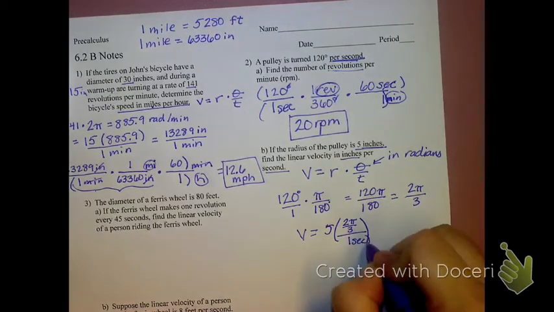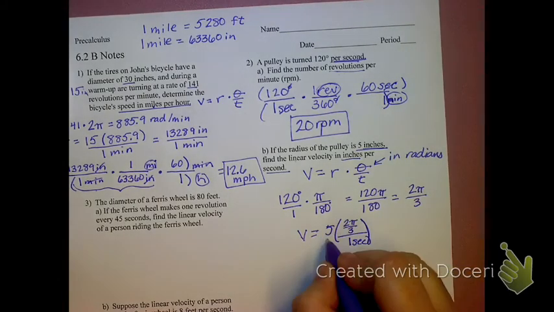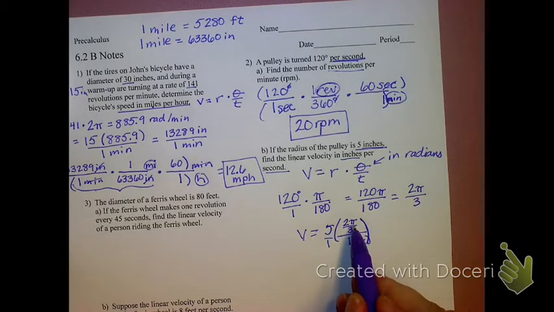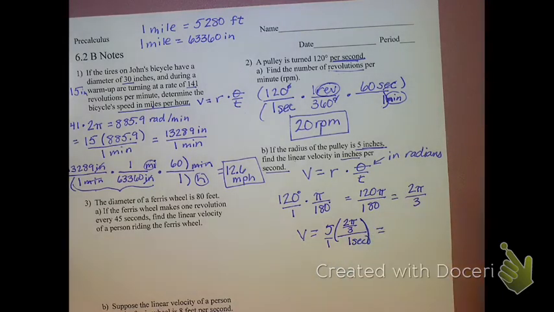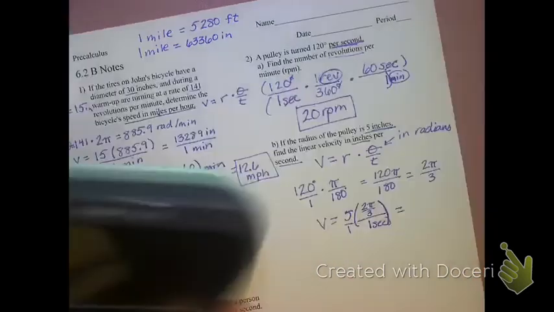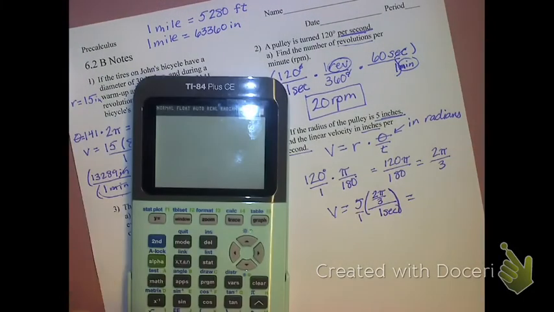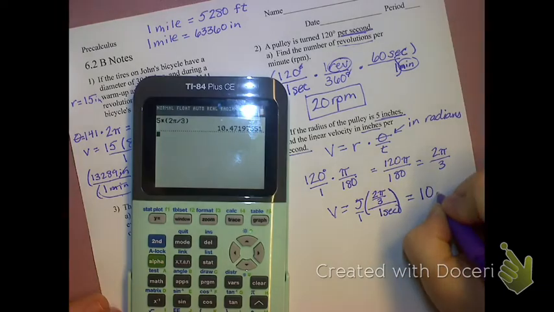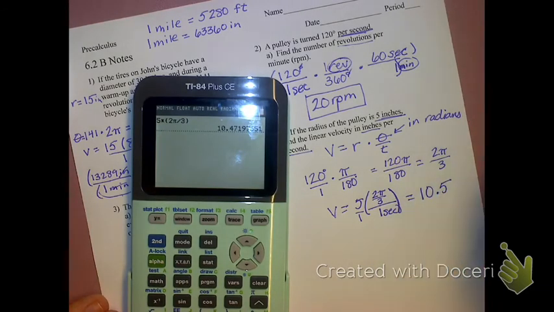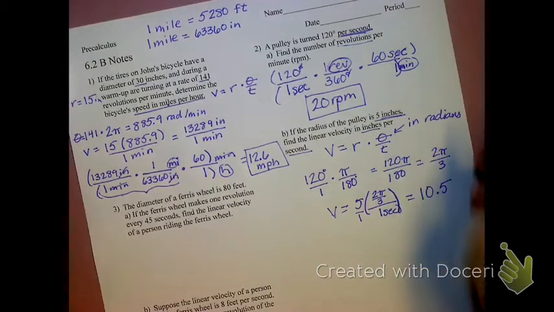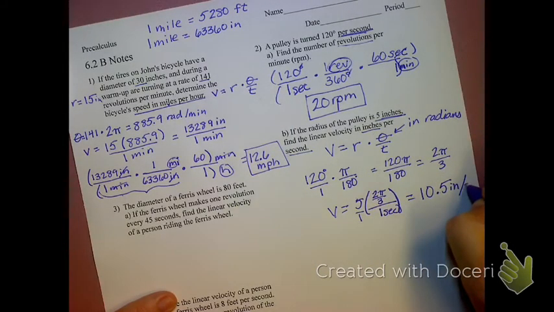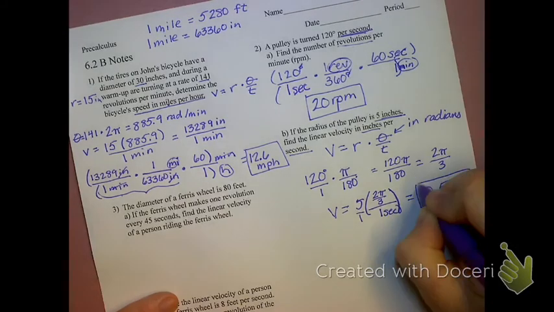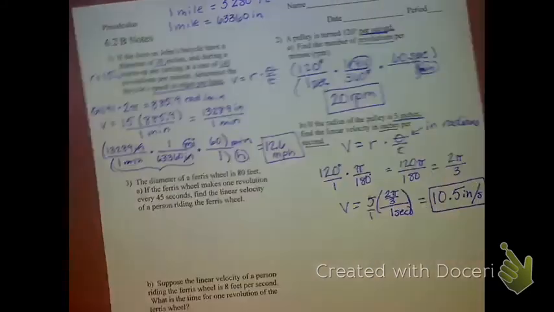Right? So really, it's just 5 times 2 pi over 3 on top and 1 times 1 on the bottom. So I don't even need to think about the bottom. I can just do 5 times 2 pi over 3. Now I do always suggest putting parentheses when you have a fraction, just to make sure it calculates it the way you need it to. And I got 10 point, we'll call that 10.5. And what are we talking about? Inches per second. Okay, so that's our answer for 2B.